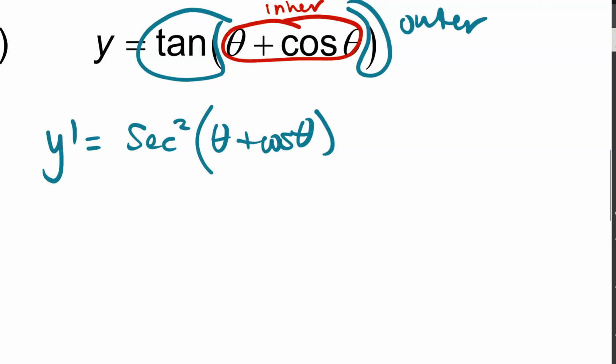Then I must multiply by the derivative of the inner. Think of theta here as x. The derivative of x is just 1. The derivative of cosine is negative sine. So it's 1 minus sine squared theta. And 1 minus sine squared is cosine squared.